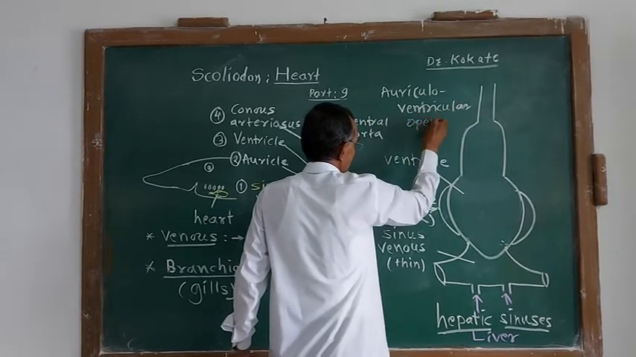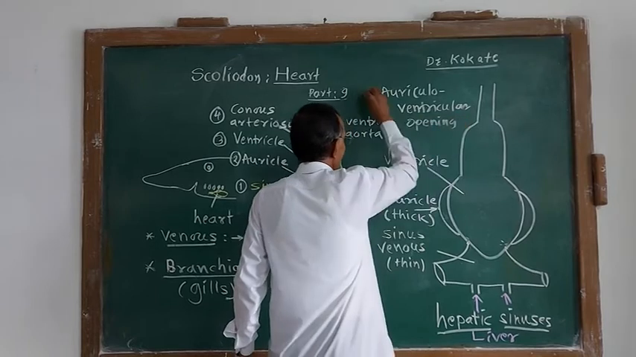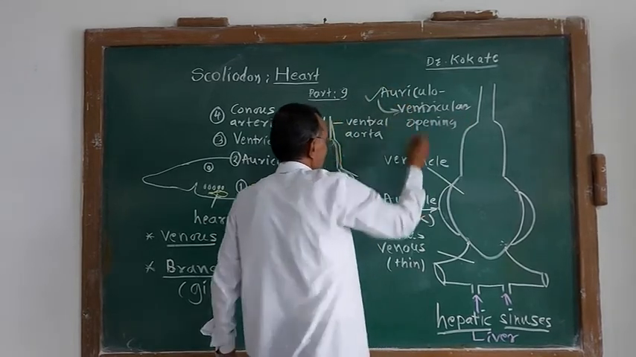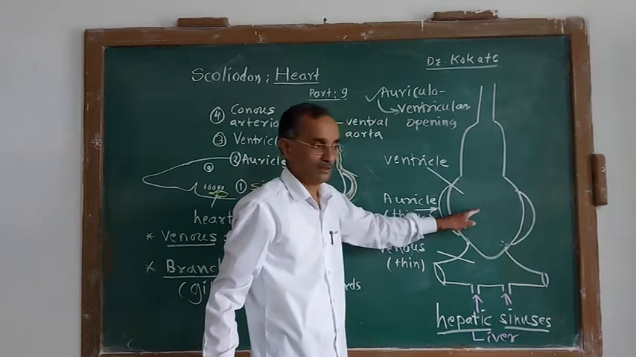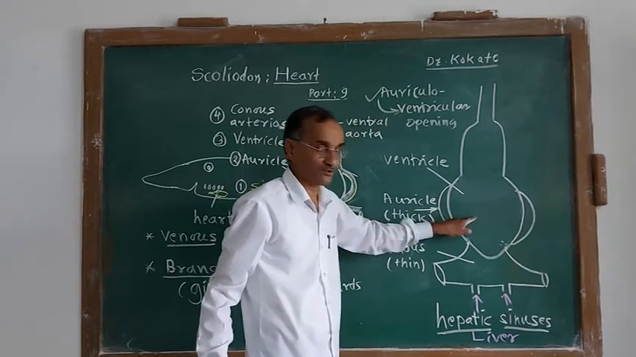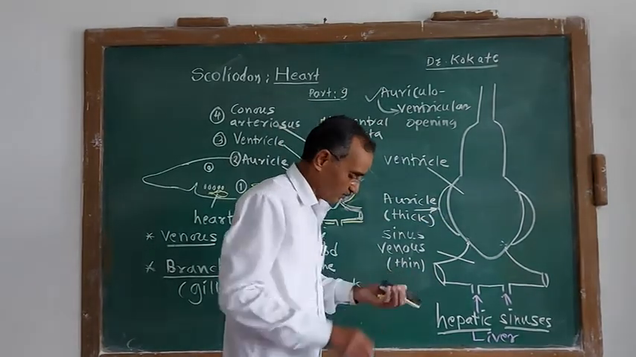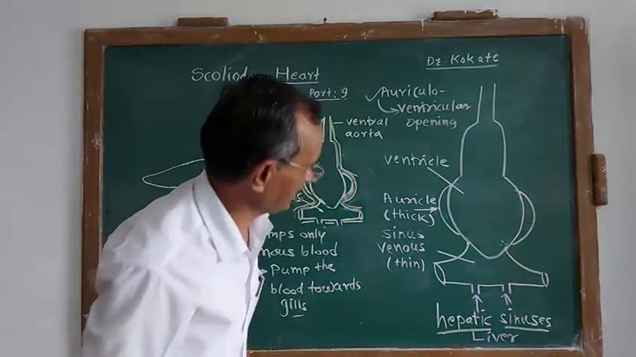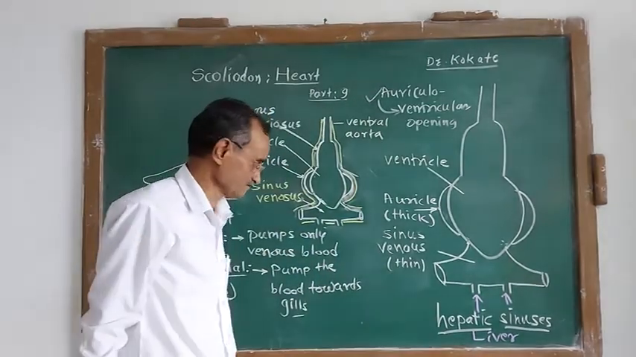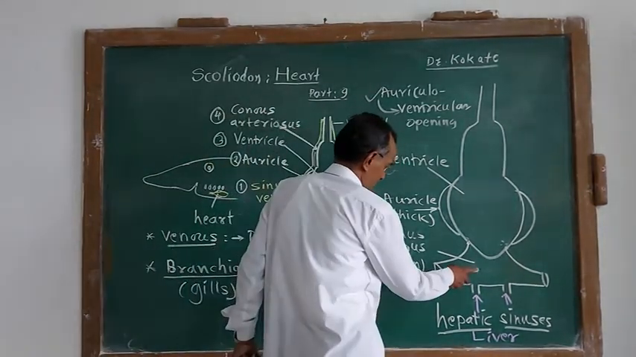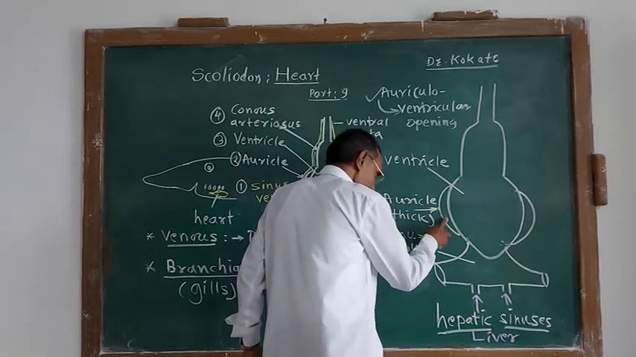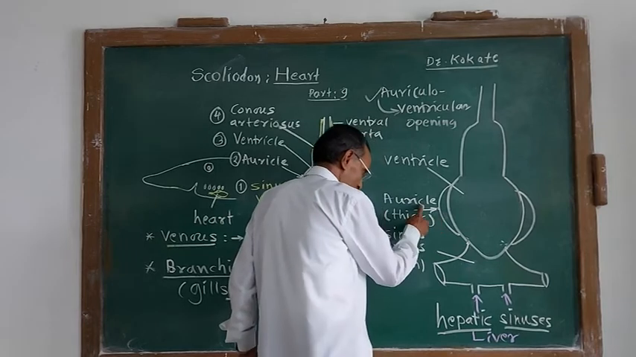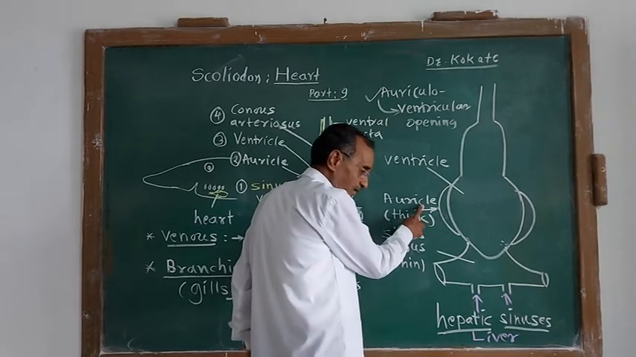Remember the name. How to remember? Auricle opens into ventricle, so it is called the auriculo-ventricular opening. That opening is also guarded by a valve. Similarly, the opening of the sinus venosus into the auricle, the sino-auricular opening, is also guarded by a valve.